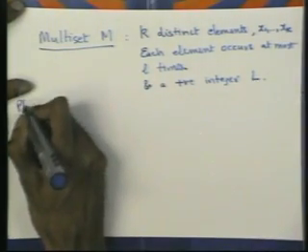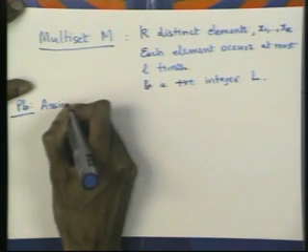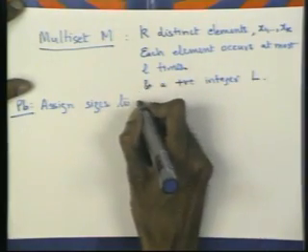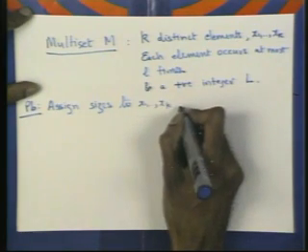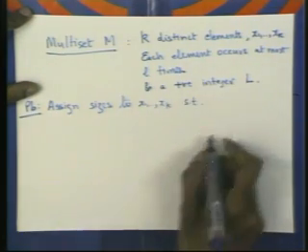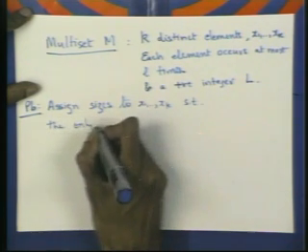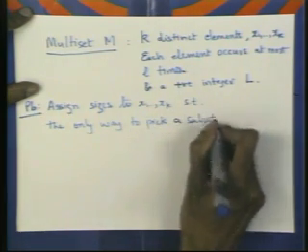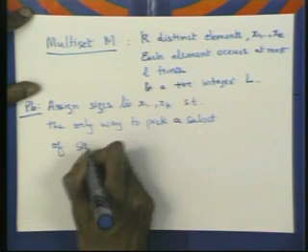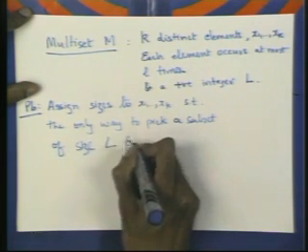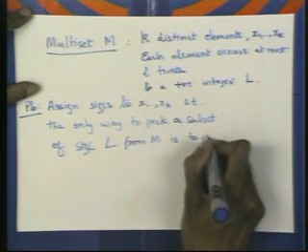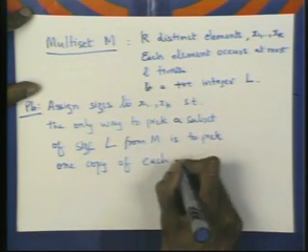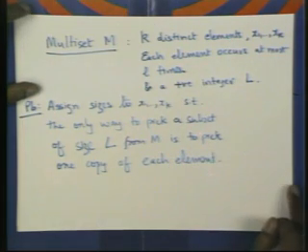So, the problem is this. Assign sizes to each distinct element x1 up to xk such that the only way to pick a subset of size L, okay, from M is to pick one copy of each element. Okay, let's see what this means.